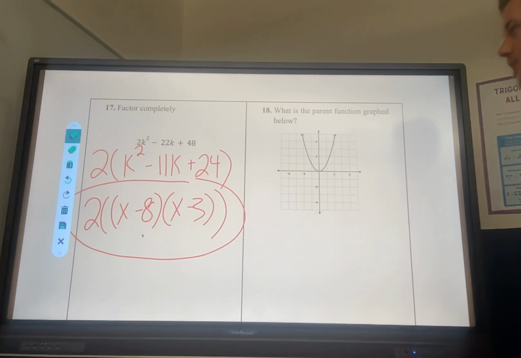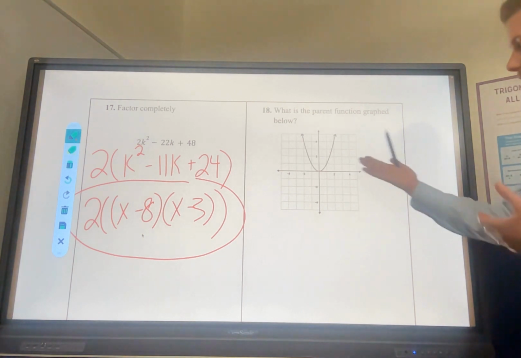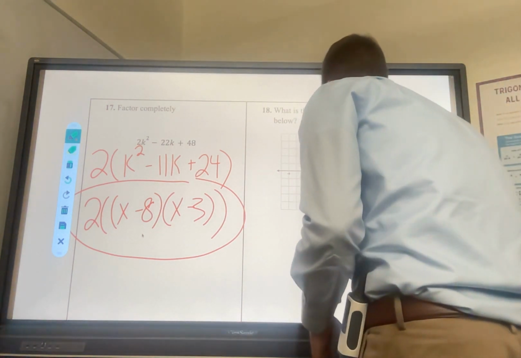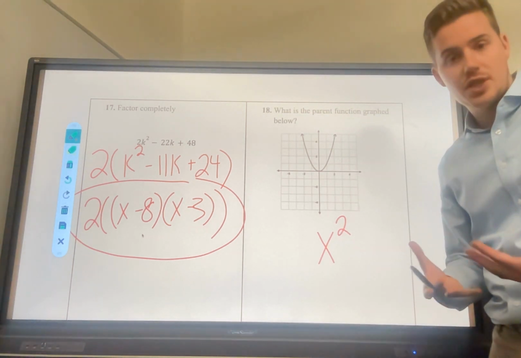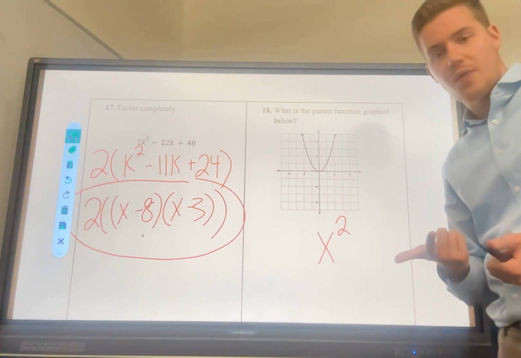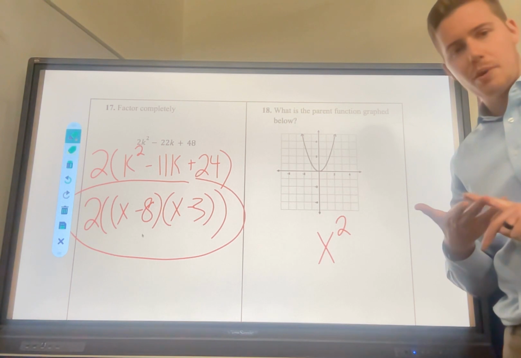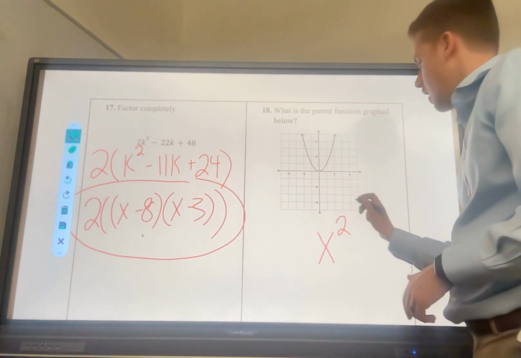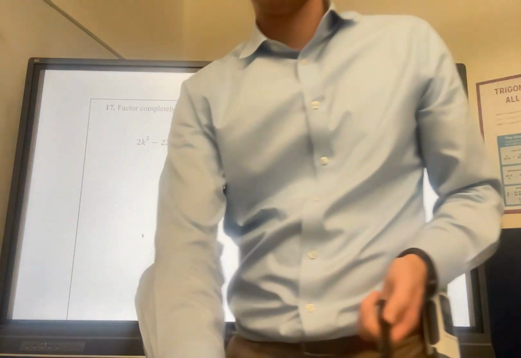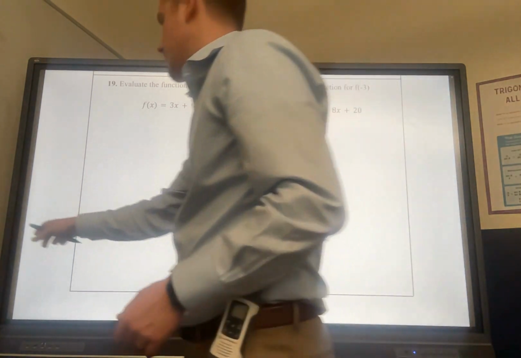What is the parent function graphed below? Again, parent functions, in this case, this is the graph of x squared. The parent functions are just something that y'all should memorize for the test. So x squared, absolute value of x, x to the third, square root of x. Those are really the four most common ones that come up a lot. So our parent function is just x squared here. All right, question 19 here.